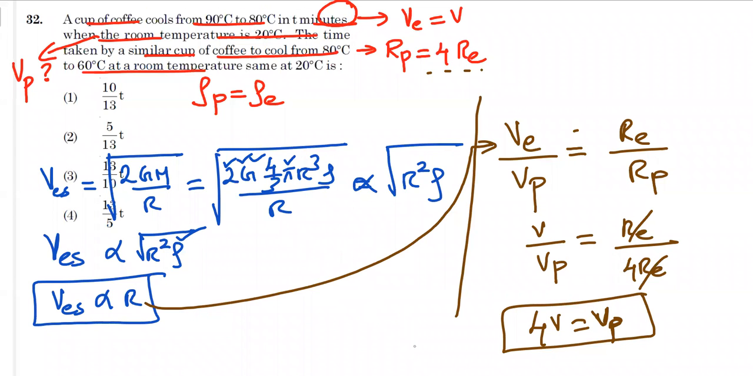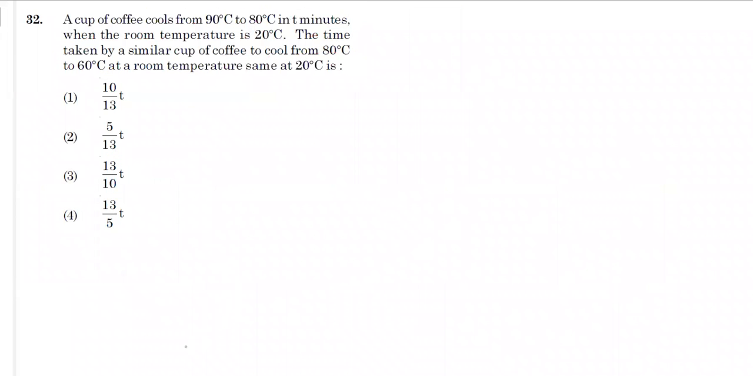Okay, next question. What is given? A cup of coffee cools from 90 to 80 in t minutes. Obviously it cools. This is Newton's law of cooling, and we have seen the idea before. With Newton's law of cooling, the idea is we have to write it in a proper template. We saw it in class. So we have to write the temperatures first. They say 90 to 80, so let me write it down: 90 degrees to 80 degrees. Then I have to write the time in between. They have said t minutes.